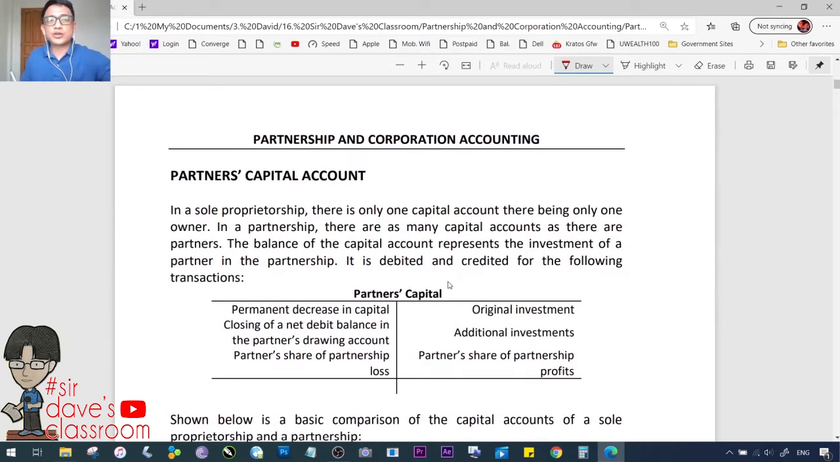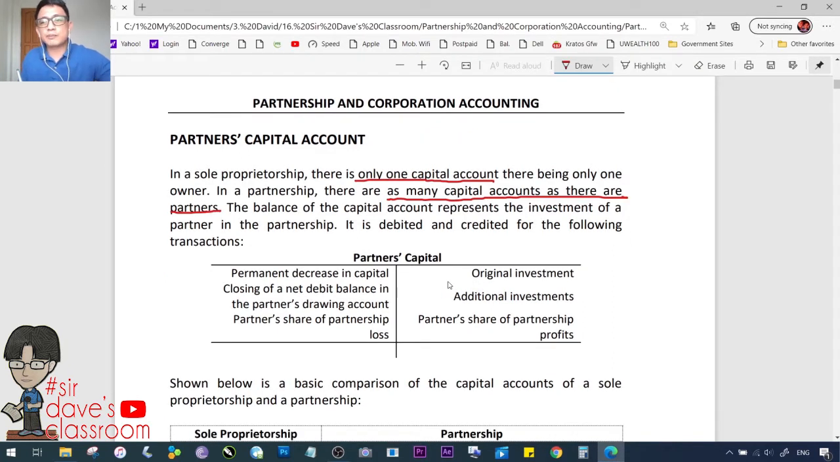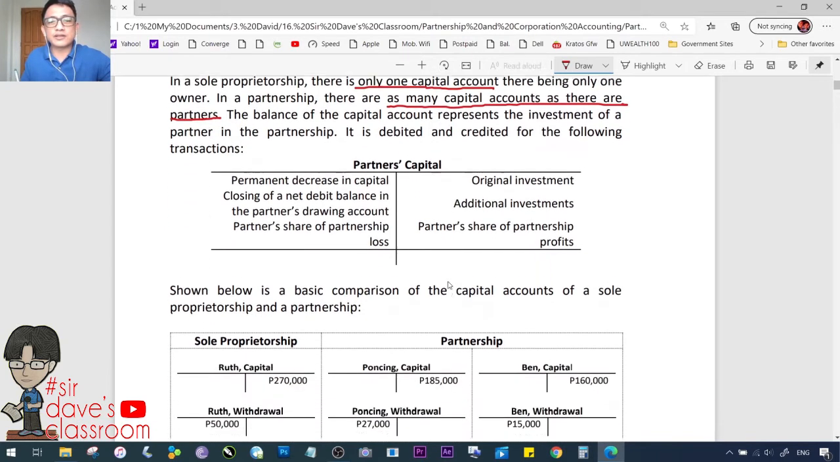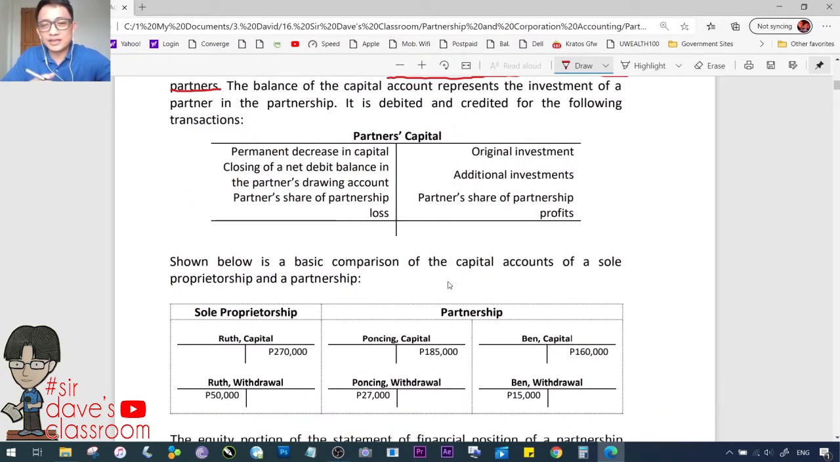Partners capital account. In a sole proprietorship, there is only one capital account, there being only one owner. In a partnership, there are as many capital accounts as there are number of partners. Ganun din for drawing accounts. The balance of the capital account represents the investment of a partner in the partnership. It is debited and credited for the following transactions. So, being a capital account, alam naman natin, it has a normal credit balance. So, credit for original investment, additional investments, share in the profits. So, consequently, opposite, share in the loss. Permanent decrease in capital such as, pag walang drawing account, pwedeng direkta na i-debit dun sa capital account for deduction.